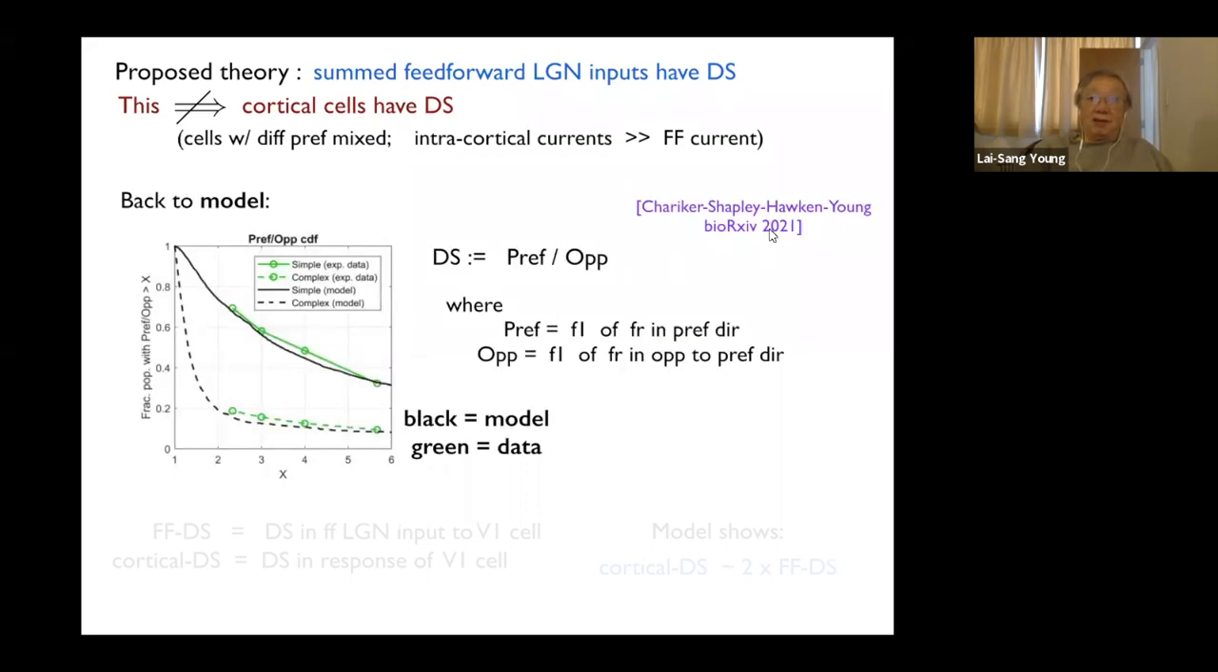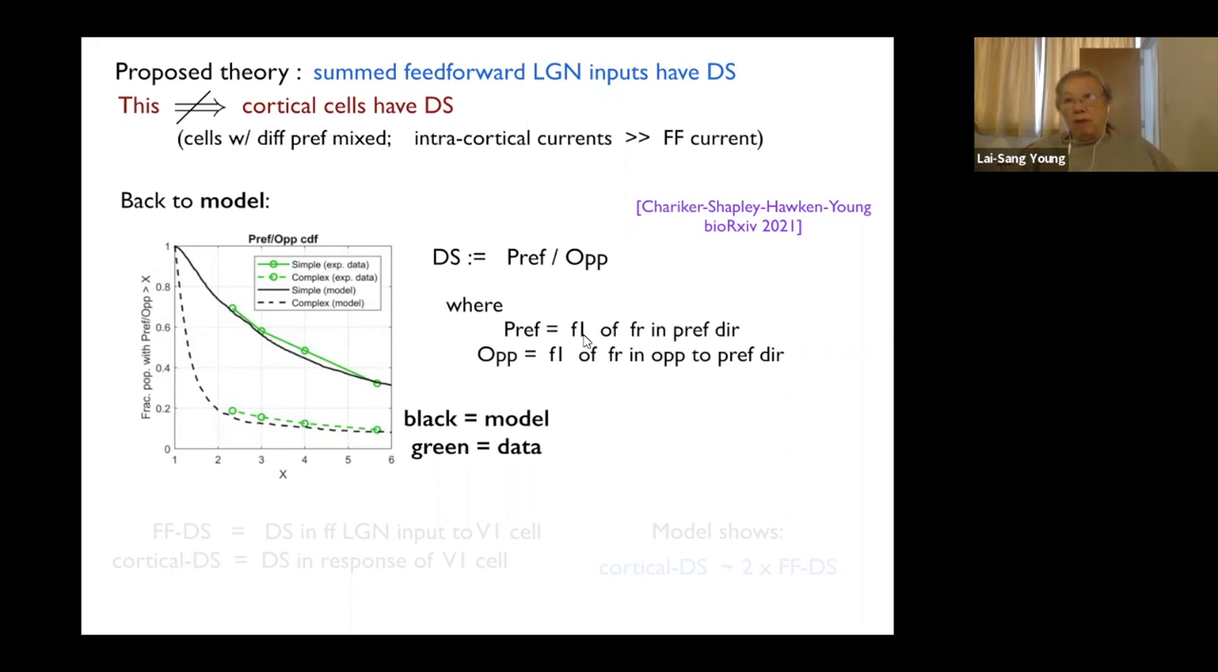Okay, this is another new paper. DS, direction selectivity, is usually measured in terms of this quantity, pref over op: the preferred firing rate over the opposite firing rate. So you look for its favorite direction, measure the firing rate there, and divide that by the opposite. Now this is in terms of F1. F1 means the first Fourier coefficient.